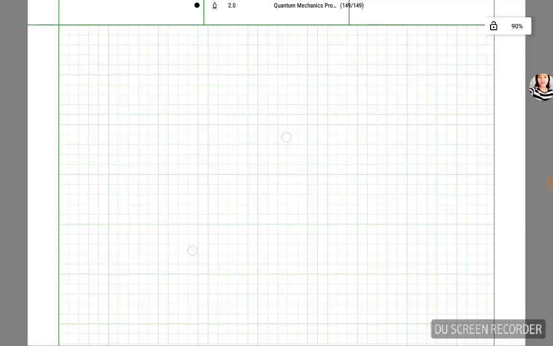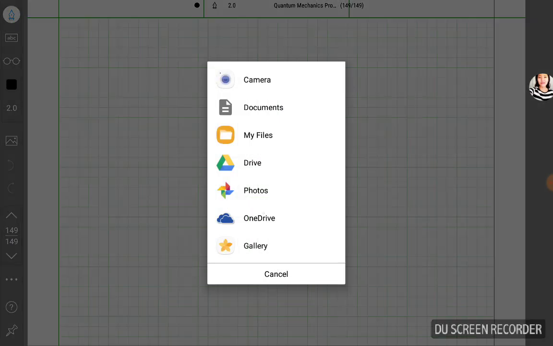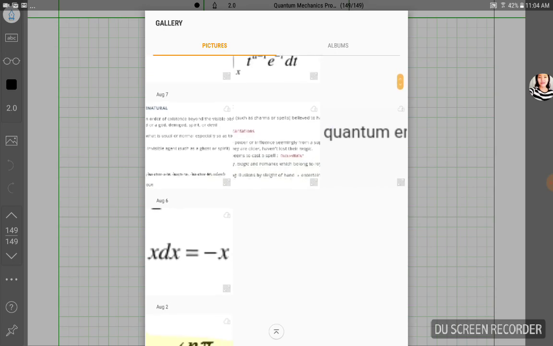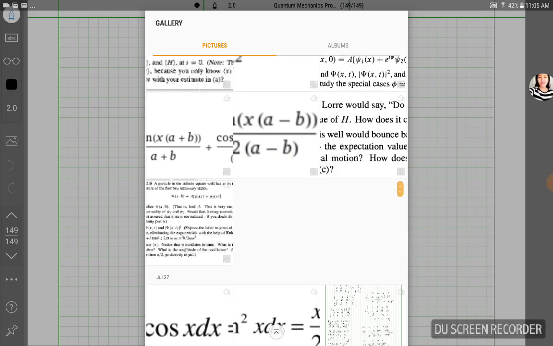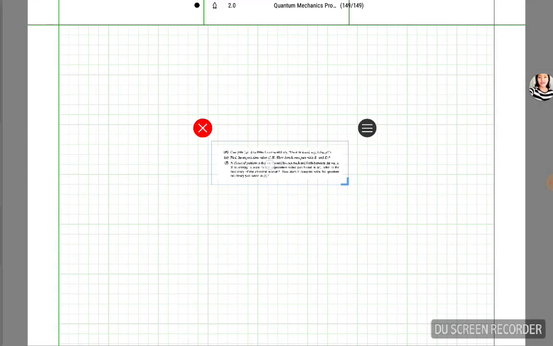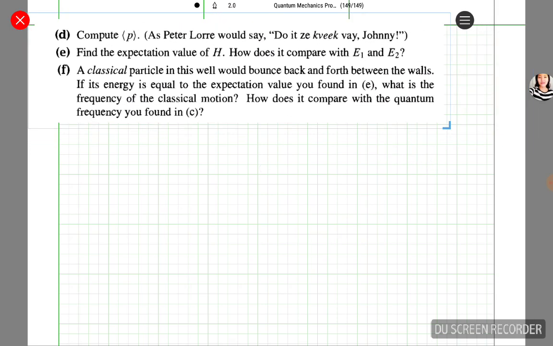Now, let's look at the very last part. Alright, this one is another case where I'm not entirely sure I know what he was getting at, which, you know, happens when you read textbooks, even when you've read a textbook a lot. So a classical particle in the well would bounce back and forth between the walls. That's kind of what we think about happening, but the quantum situation is not exactly analogous to that.